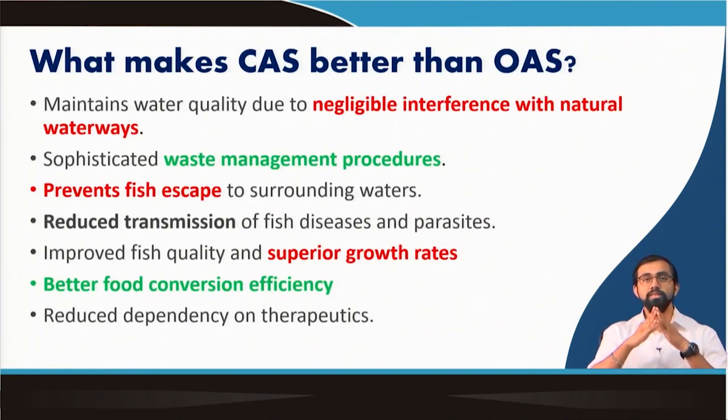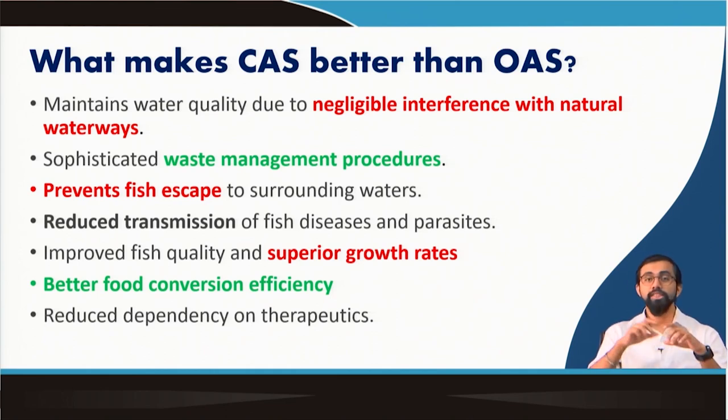So what makes CAS better than OAS, this closed aquaculture system better than the open aquaculture systems? With whatever I have discussed till now, you will have a better idea of what this slide means, and why CAS is somehow better than the conventional OASs available in existing models. In general, it maintains the water quality due to negligible interference with the natural waterways. You can have sophisticated waste management procedures.